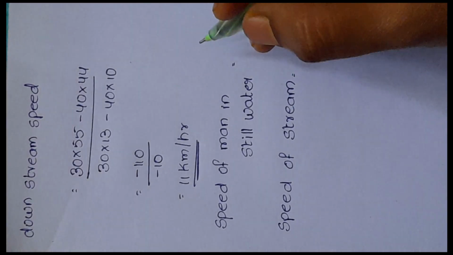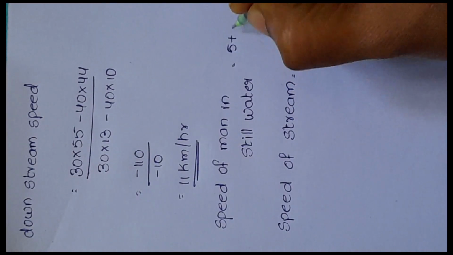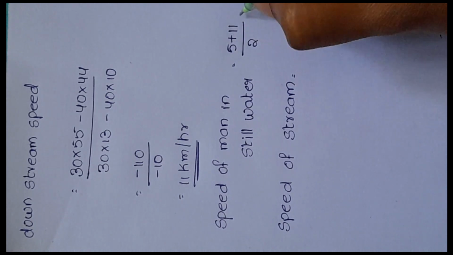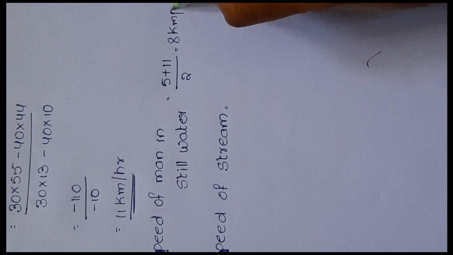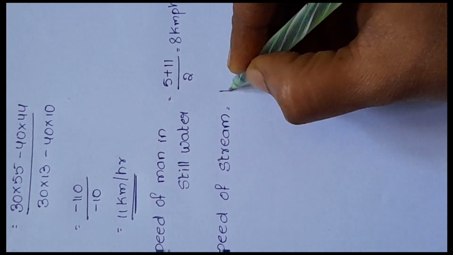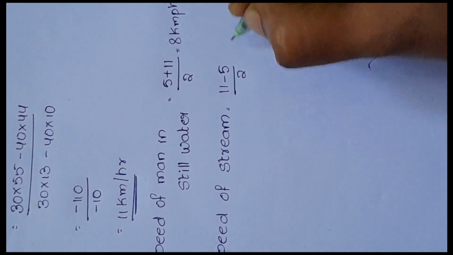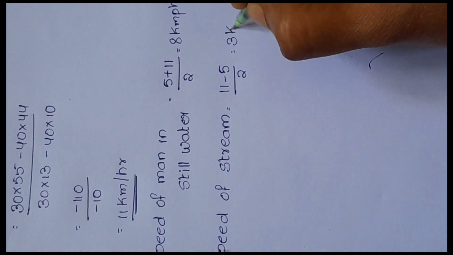Speed of the man in still water is half the sum of the speeds, that is 5 plus 11 by 2. We get this as 8 kilometers per hour. Now the speed of the stream is 11 minus 5 by 2. That is 3 kilometers per hour.